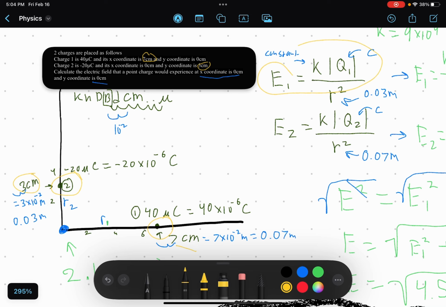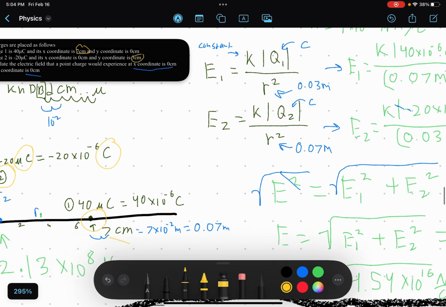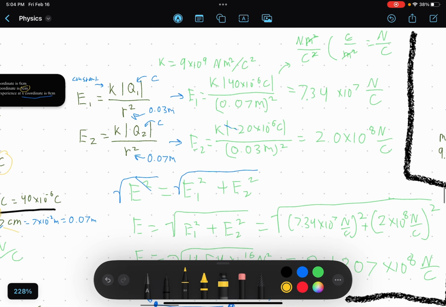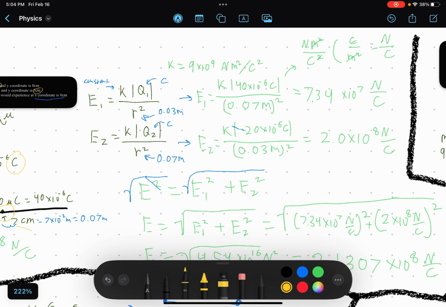So we're going to use this E equation here, where K is the constant, Q1 is your charge in coulombs. So we had to convert the microcoulombs into coulombs. And then your R is your distance in meters, so centimeters into meters. We plug those in for each one. I have the constant of K up there because I didn't feel like writing it in. So yeah, 40 and 7. And then that gives you these electric fields.